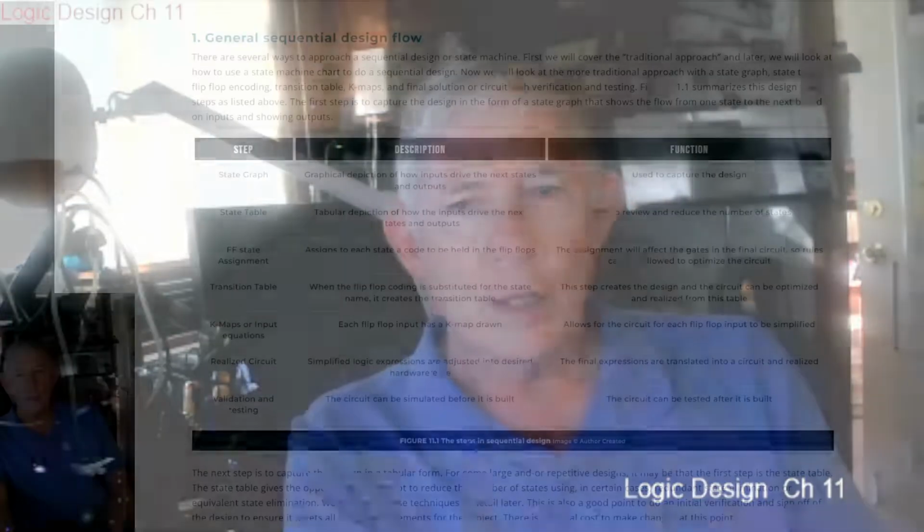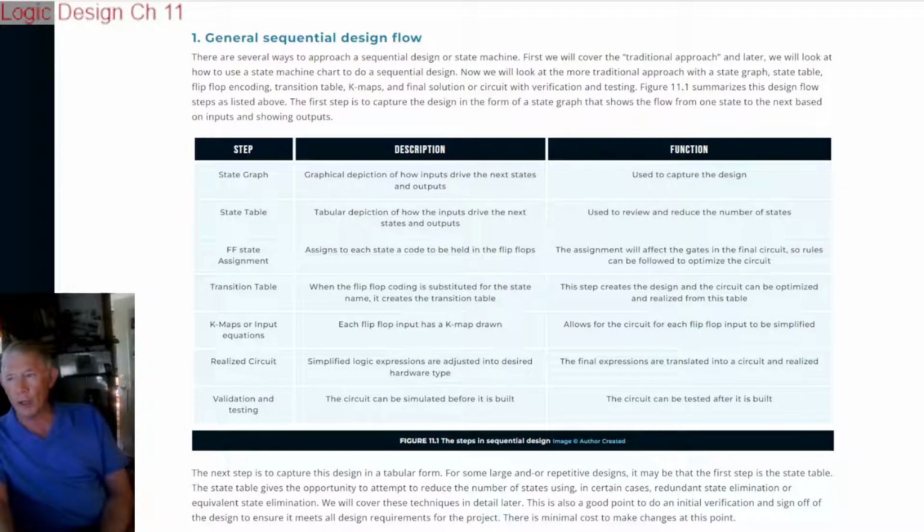All right, so if we go back to our design flow here, in the book, we have our state graph that leads to a state table.